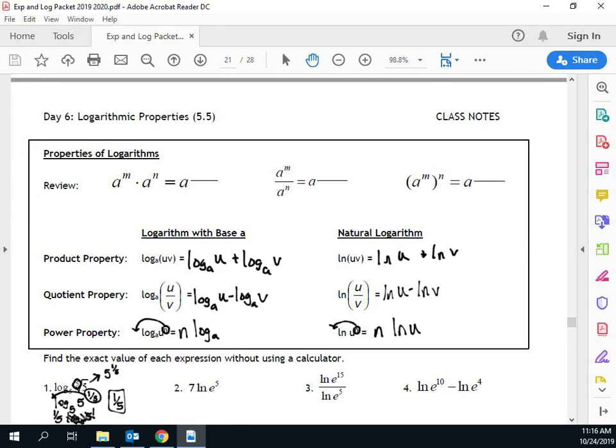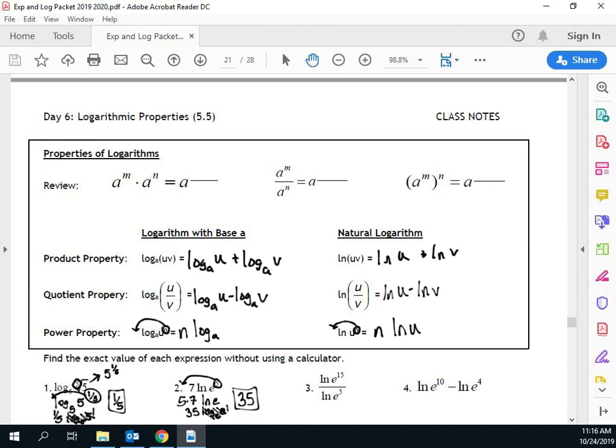All right, so look at number 2, guys. What do you notice is in the argument? Exponents. What do you think is going to happen? So it's 5 times 7 natural log of e. Natural log of e expands to what? Log base e. It would just be 35 because log base e of e ends up being 1.